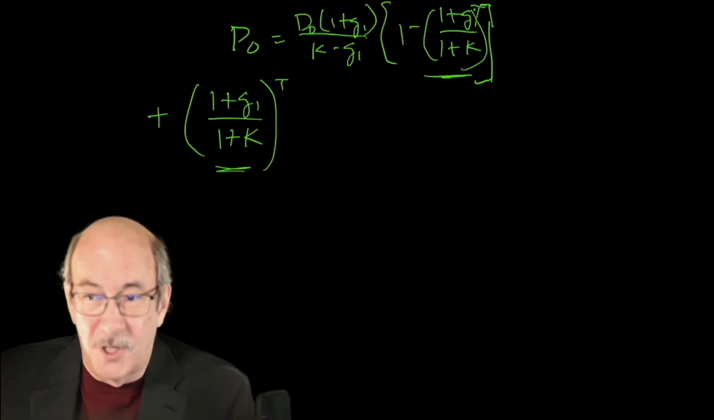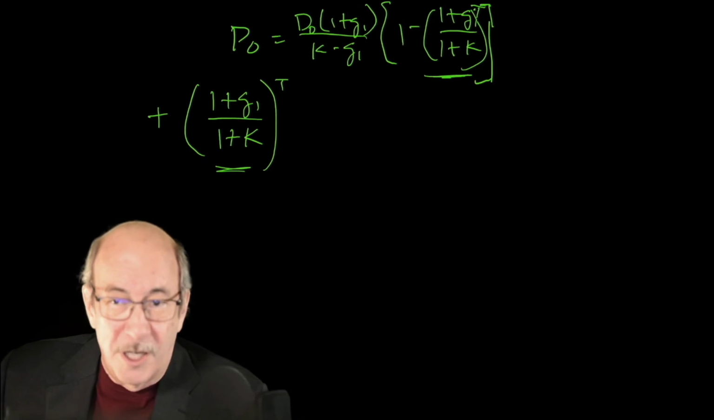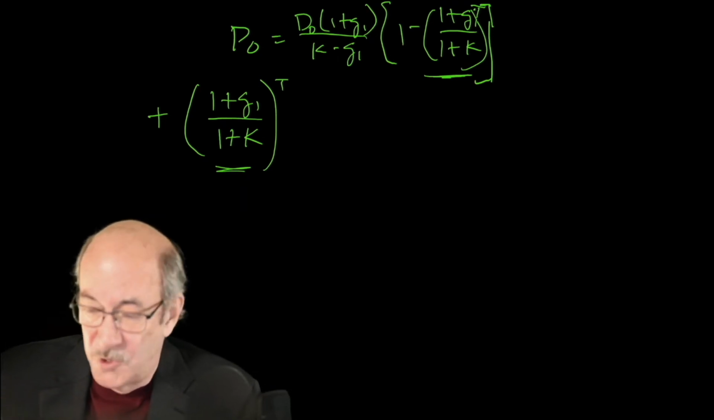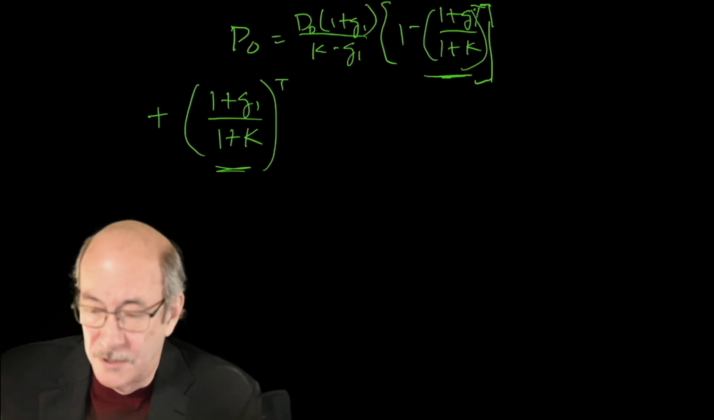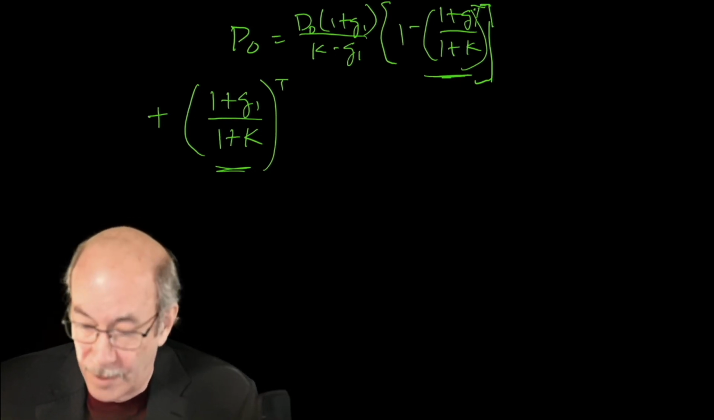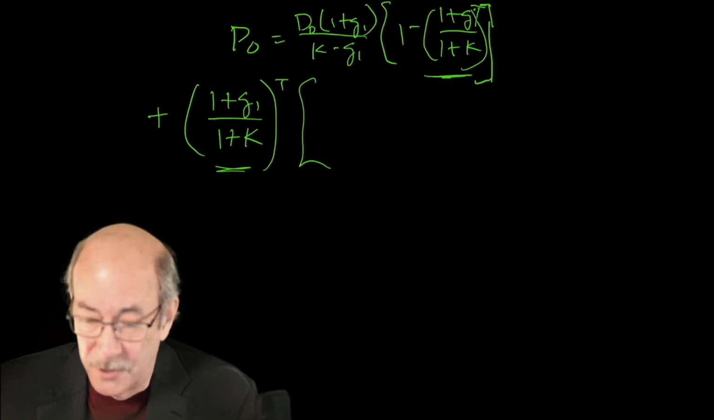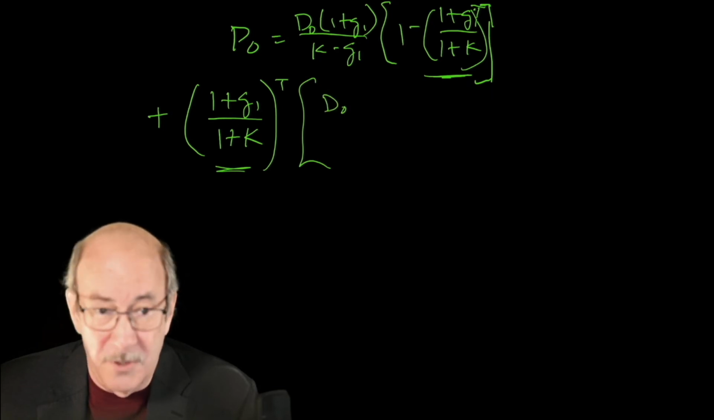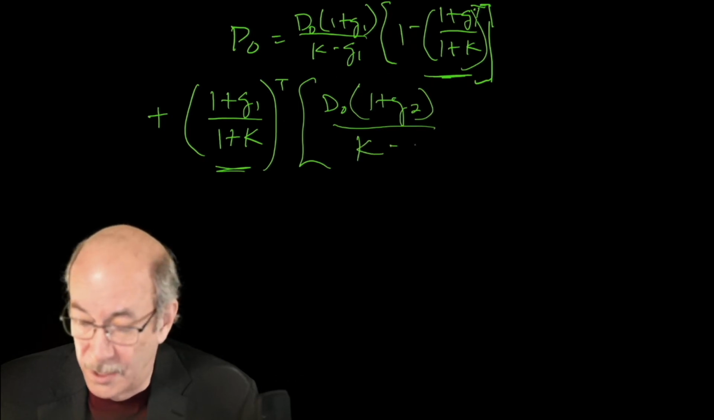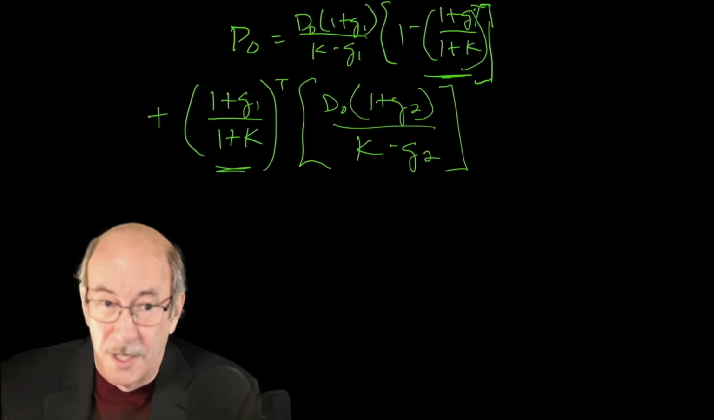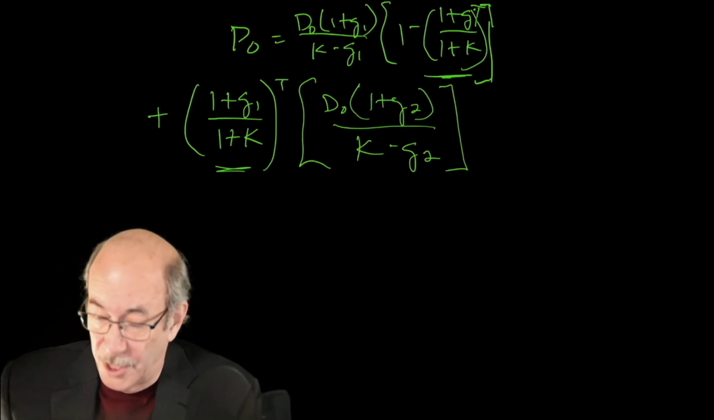So that's what I'm talking about: if you're doing a calculation, do that fraction and then just store it in a register. And then you can easily pop it up when you need it. And it's that times, again, D sub 0, but this time we're growing it at the second growth rate, and K minus G sub 2. So then it's just a matter of plugging and chugging.